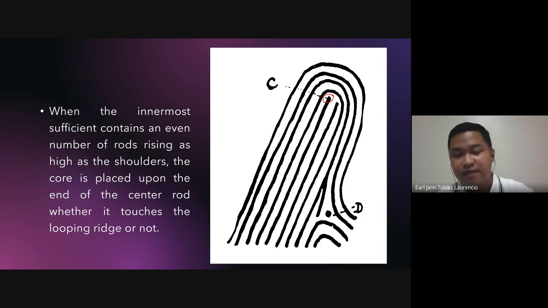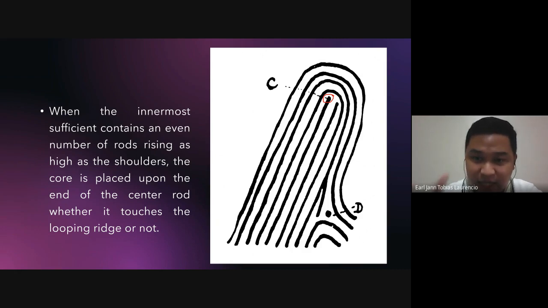So as you can see in the example, there are two rods, two ending ridges, located on the innermost part of the pattern area. Because there are two, they are even. Now, the question is, why was the other ridge, the one that I encircled, chosen as the core of the pattern?